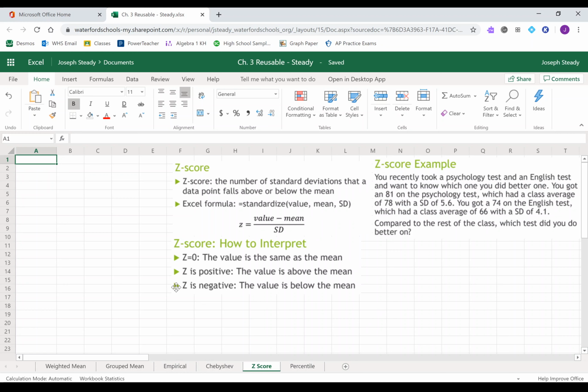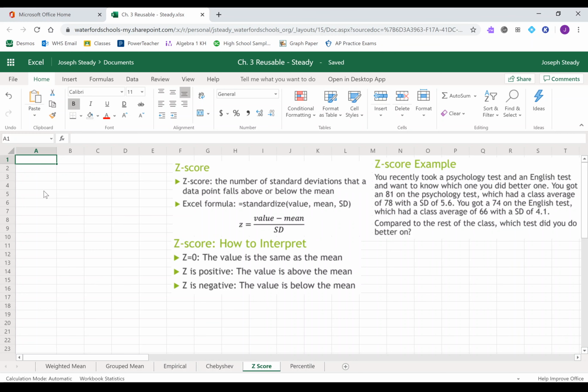Once we get our answer, we can interpret the result in three possible outcomes. Either z equals 0, which means our data point is exactly on the average. If z is positive, our data point is above average, and the bigger the z-score is, the more above average. And if z is negative, then our value is below average.